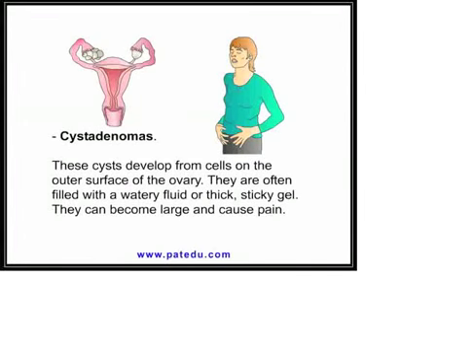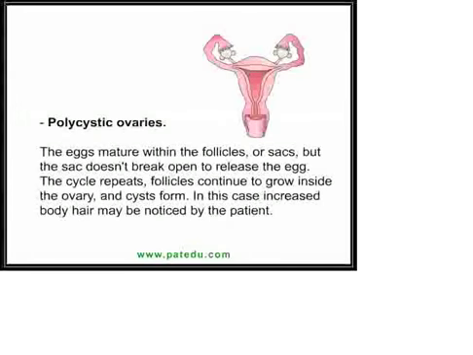Cystadenomas. These cysts develop from cells on the outer surface of the ovary. They are often filled with a watery fluid or thick, sticky gel. They can become large and cause pain.